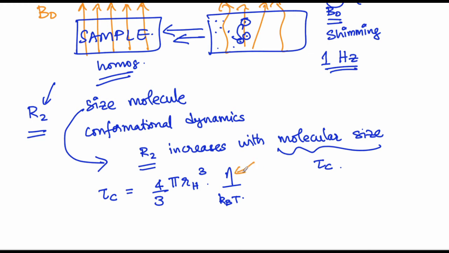As the eta starts increasing, tau c starts to increase and therefore R2 starts increasing, and you will have extensive broadening of resonance. In addition, performing NMR at room temperature or slightly higher temperature is also okay, which helps you reduce the overall tumbling time.